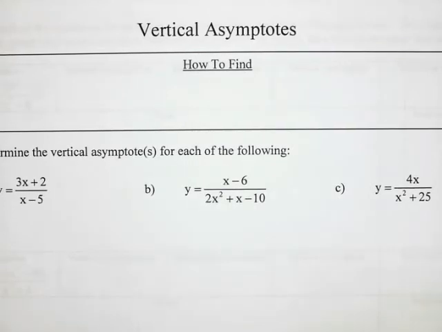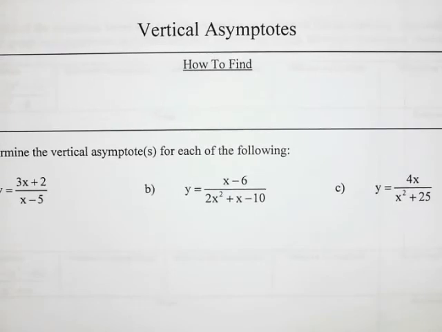This is part 3 of our lesson on rational functions and asymptotes. So we're just going to summarize exactly how you would find a vertical asymptote, and then we'll do the horizontal and oblique asymptotes, and then we'll do some examples where we actually have to find the asymptotes.